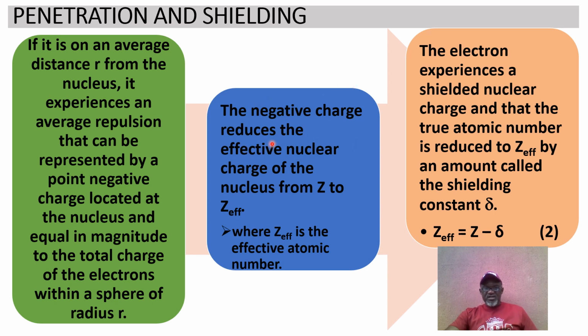The negative charge reduces the effective nuclear charge of the nucleus from Z to Zeff. So what the electron, let's say for instance 2p, will be experiencing will be an effect that is reduced by the presence of 2s, which is in front of it. Of course, that is what we call, where Zeff is called effective atomic number or effective nuclear charge. Therefore, the electron experiences a shielded nuclear charge, and the true atomic number is reduced to Zeff by an amount called the shielding constant. So the actual atomic number that electron will get will be Zeff equals Z minus the shielding constant, that is the original Z minus the shielding constant of that electron that is more penetrating.